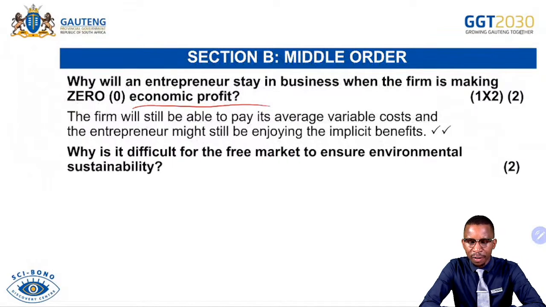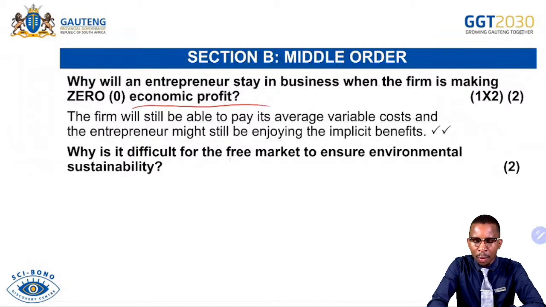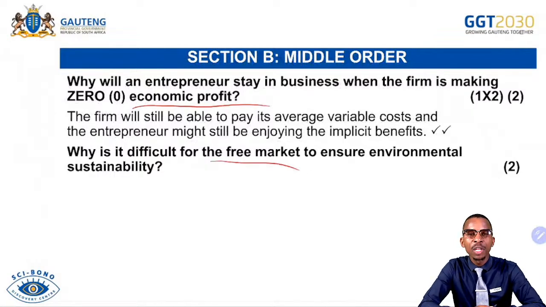Why is it difficult for the free market to ensure environmental sustainability? Remember, if we talk of the free market, we talk about the market itself, the private sector. It is difficult for the market to ensure environmental sustainability because the market always sees the environment as a common resource to create wealth. If the market tries to reduce production in order to reduce emissions or pollution, that will lead to less revenue earned by the business. But if the firm or the market increases production, that will lead to more revenue. So as they see the environment as a common resource, they over-extract resources to ensure that they get even more revenue.